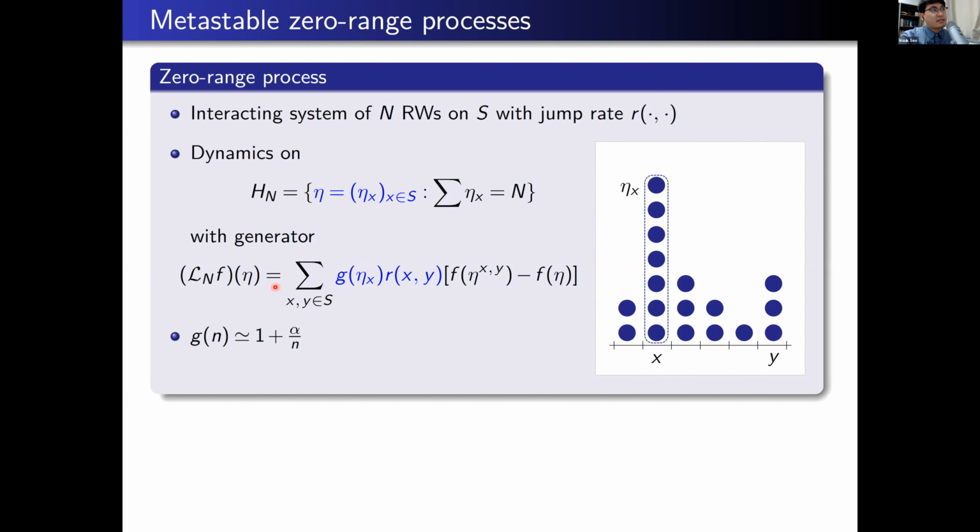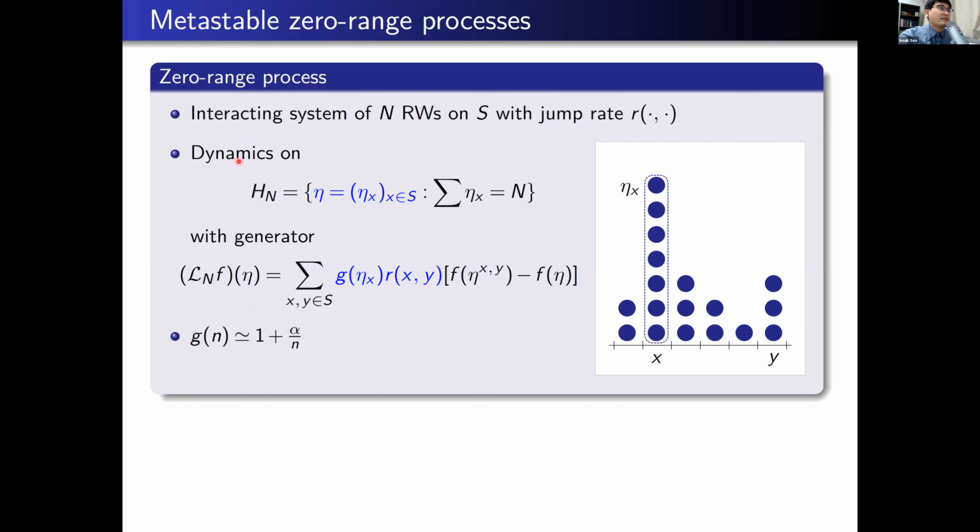The zero-range process is an interacting system of n particles, where each particle behaves as a random walk on a certain fixed finite set S with a jump rate r given here. So we can represent this zero-range process as dynamics on this space H_n, where eta denotes the configuration and each coordinate eta_x denotes the number of particles at site x. So H_n consists of configurations with n particles here.